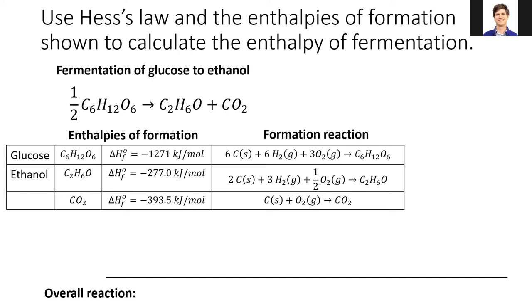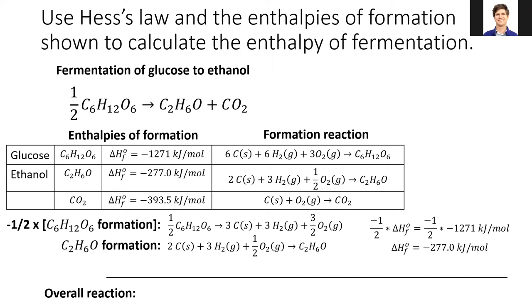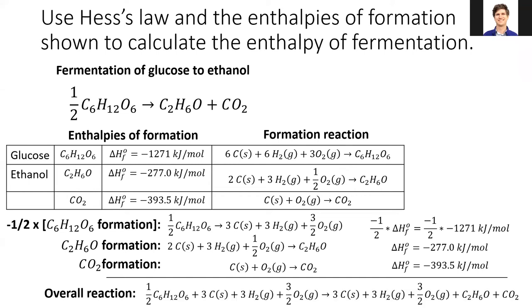The first thing I realize is that I need half a mole of glucose on the reactant side. So I flip the formation reaction for glucose and multiply it by 1/2. I do the same for glucose's enthalpy of formation. Next, I know I need 1 mole of ethanol on the product side. So I bring down the formation reaction for ethanol along with its enthalpy of formation. Lastly, I need 1 mole of carbon dioxide in the products, so I bring down the formation reaction for carbon dioxide and its enthalpy. If we add all the reactions together, we get this mess.